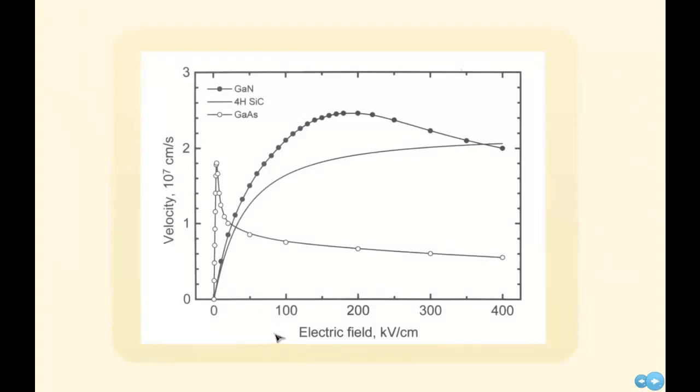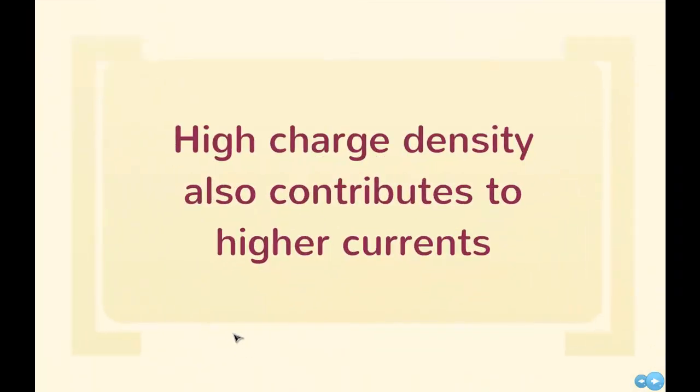We can see here that although we don't get a perfectly flat line, the velocity at high electric fields in silicon carbide and gallium nitride is much higher than that in gallium arsenide. Now, as we said, as well as the velocity of the electrons, what's important is having a very high charge density, which can contribute to higher currents.